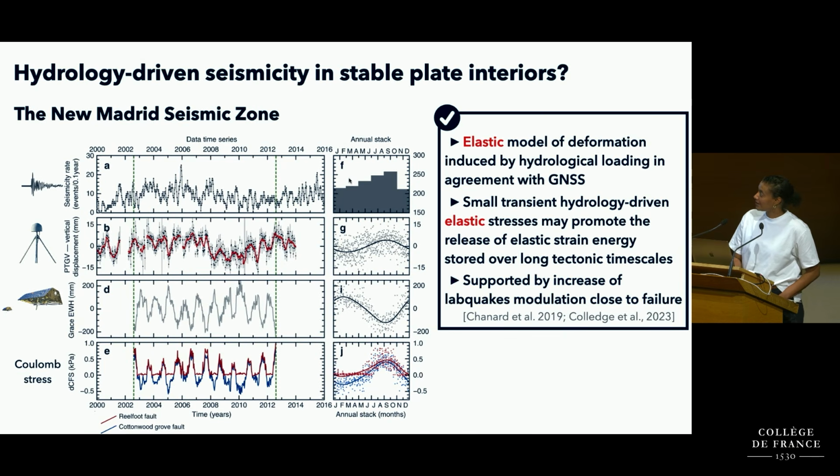This is true on the annual timescale, but it's also true on a multi-annual timescale here. So what we have here is an elastic model that predicts the GNSS observation. We also have an indication that even small stress transients driven by hydrology, of a few kilopascals annually, can help release the elastic strain energy that must be stored within the plate, probably over a long time scale.